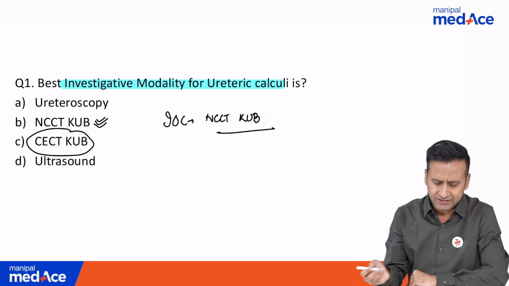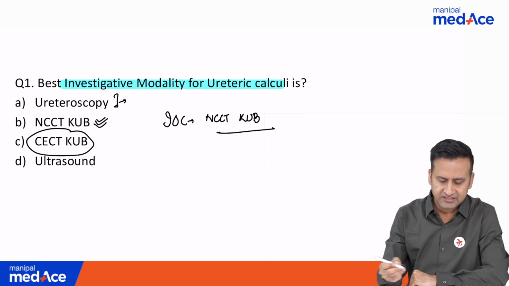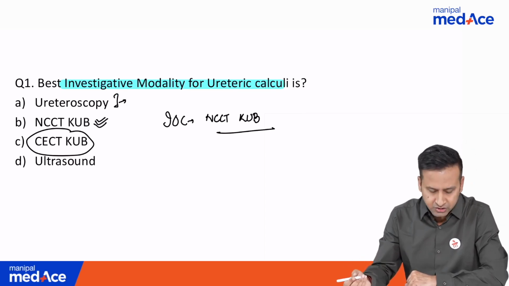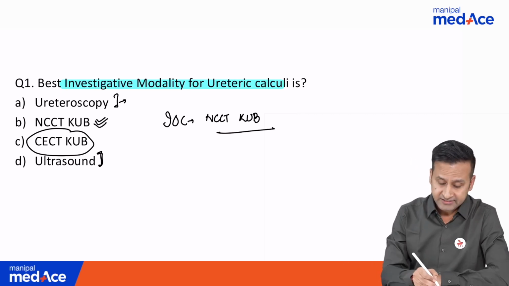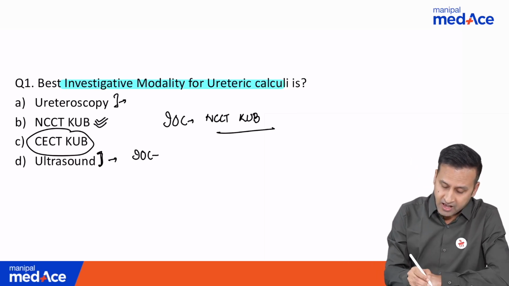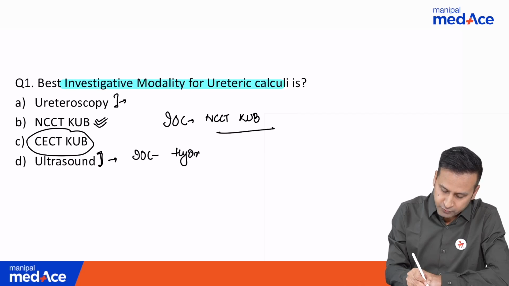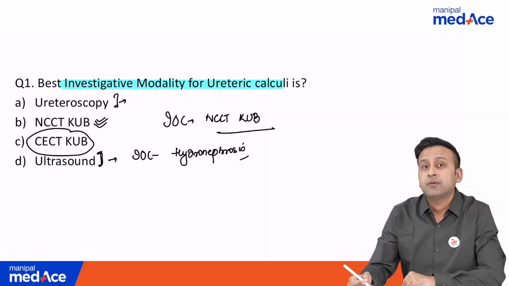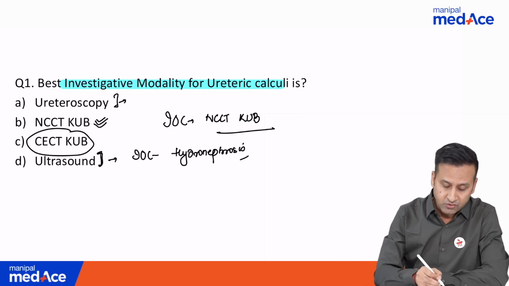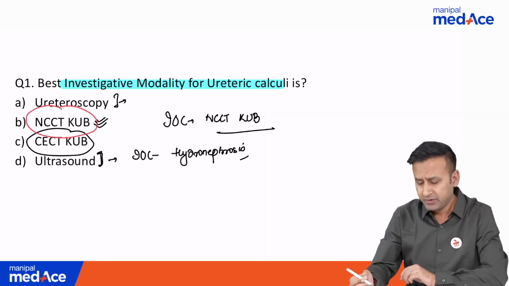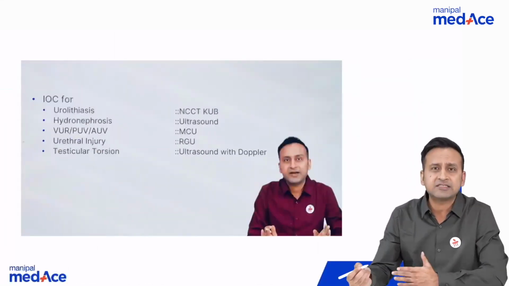The other options are easy to eliminate. Ureteroscopy is an invasive modality, so it can't be investigation of choice, and ultrasound is not the investigation of choice for calculi. It's the investigation of choice for hydronephrosis. I hope you remember this. For hydronephrosis, the investigation of choice is an ultrasound. But for all sorts of calculi in the urinary tract, the investigation of choice has to be an NCCT KUB. And this was a direct repeat, and we've discussed this n number of times.